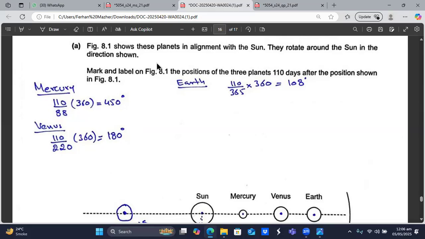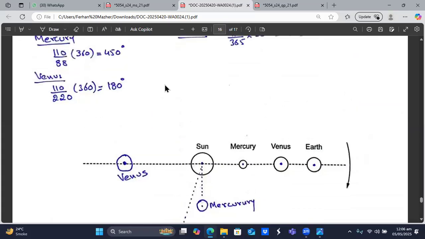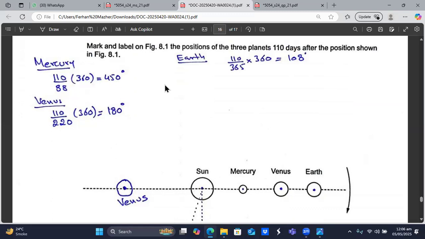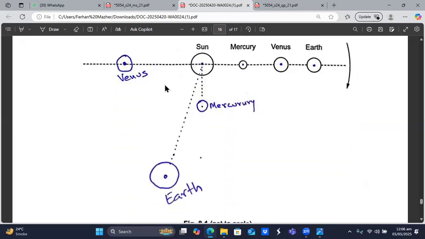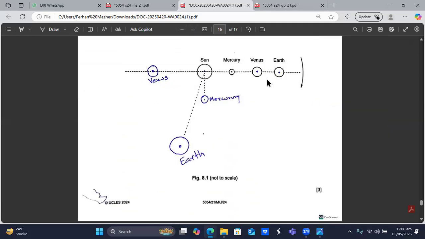Because a 450 degree angle does not exist, 450 means you have done one complete circle around the Sun, so first we subtract 360. The remaining will be 90 degrees. For Mercury, it will complete one cycle, 360 degrees, then an extra 90 degrees. So Mercury will be here. Whatever the distance in this direction, the same is the distance in this direction.